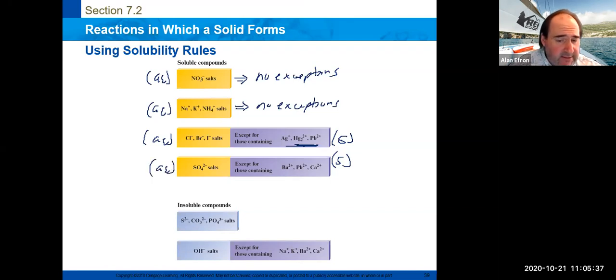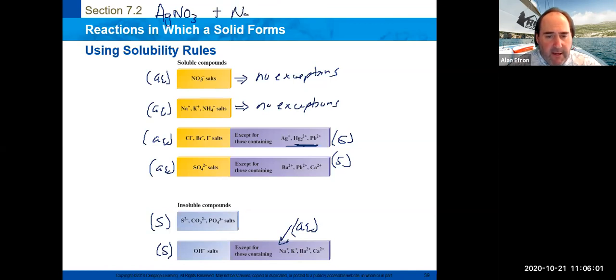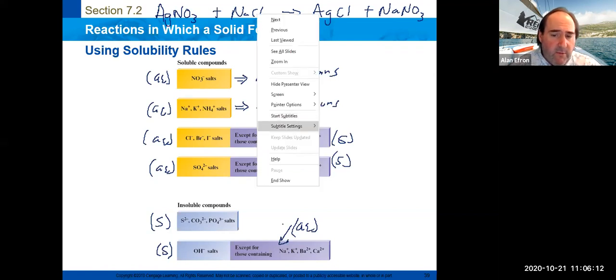And again, here, these are things that are typically insoluble, which means these in the light blue are typically solids, except if you get over here, then they become aqueous. So again, how do we determine whether this works or not? Let's take that example that we saw earlier. We had our silver nitrate plus sodium chloride, making our silver chloride plus our sodium nitrate. If you were going to use these solubility rules to determine what is a solid and what is not, here's the approach that you want to take.